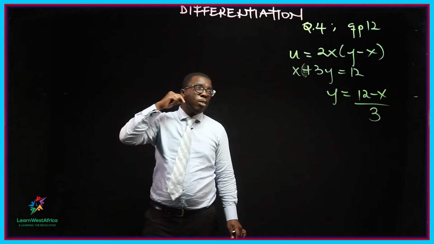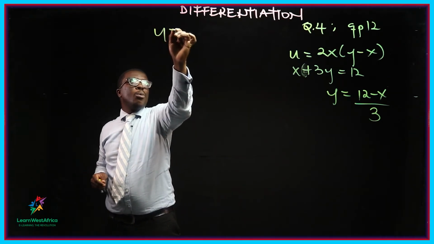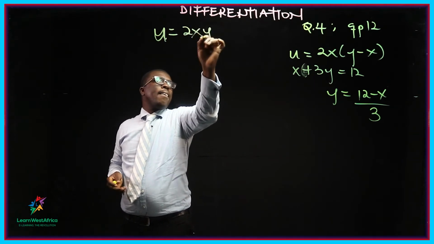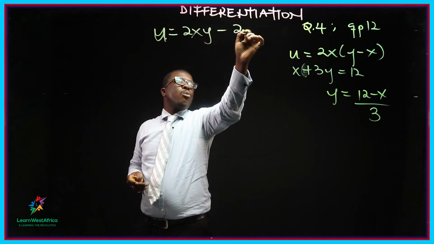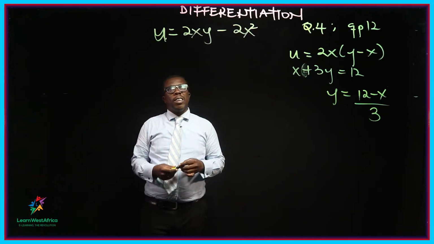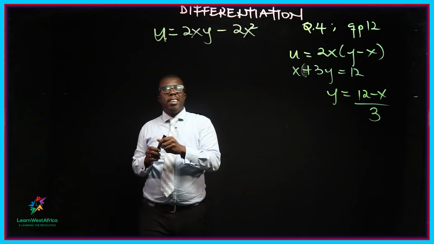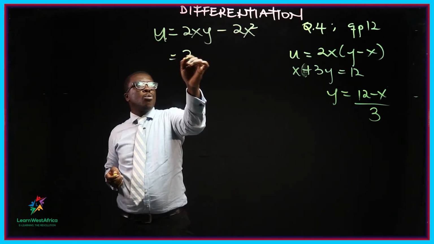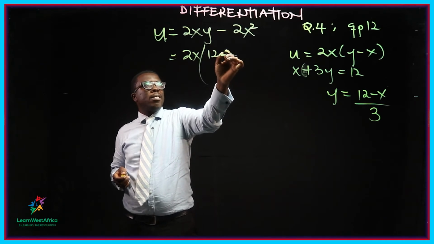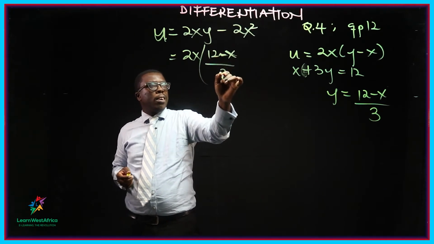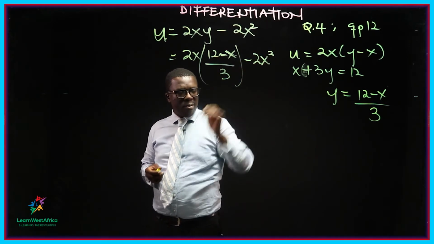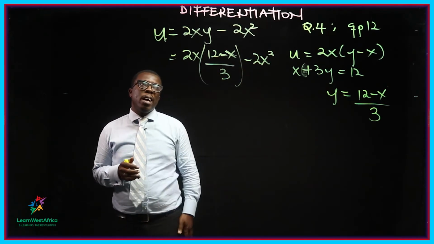All right, so let's try and do this expansion. So we know our u is going to give us 2xy minus 2x squared. Correct? Okay, so now we just plug our y in there. So our u is going to give us 2x, then what is our y? 12 minus x all over 3, minus 2x squared. Hope you're fine with that.